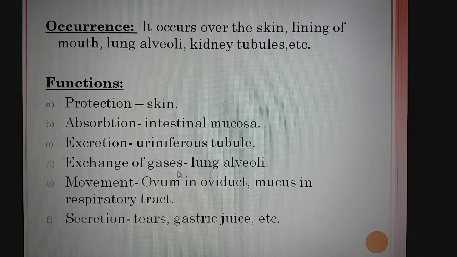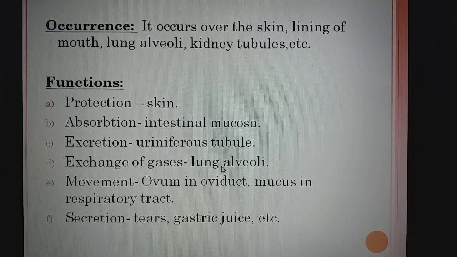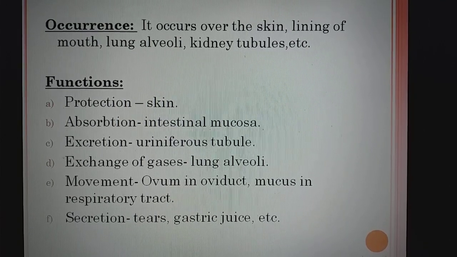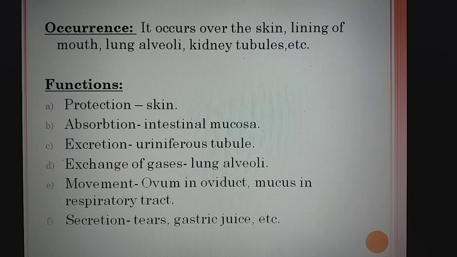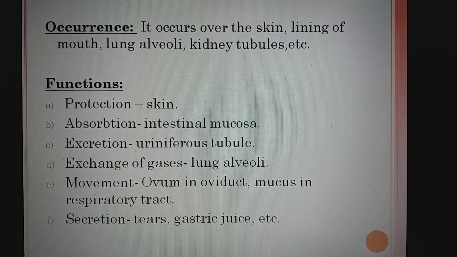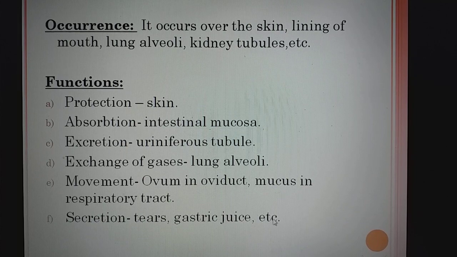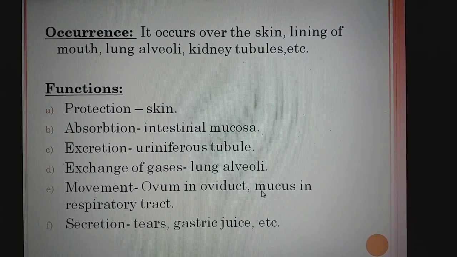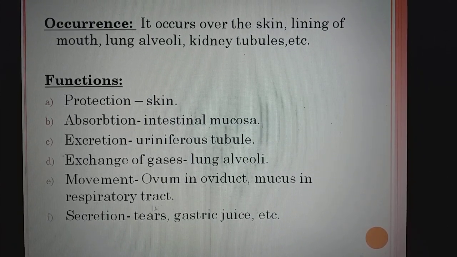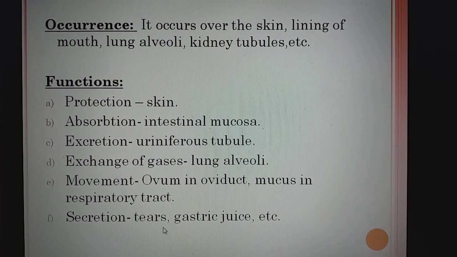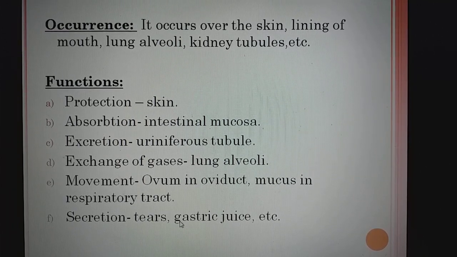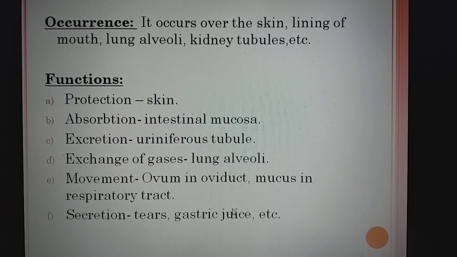Next is exchange of gases. Example, lung alveoli. Epithelium forming the lung alveoli allows diffusion of gases between the blood and alveolar air. Next is movement. Ovum in the oviduct moves with the help of this epithelial tissue. This you have studied in class 8 also. Mucus in the respiratory tract also moves with the help of the epithelial tissue present there. Next is secretion. Example, tears, gastric juice. So this secretion is also done by the epithelial tissue present there.